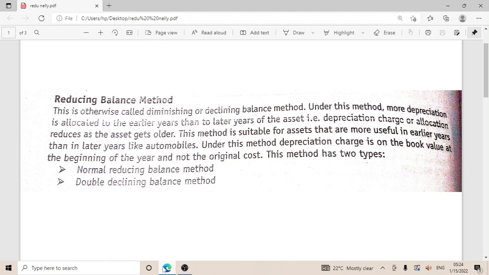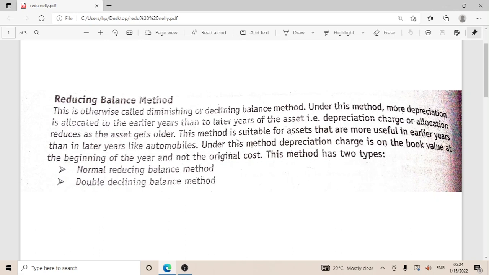The reducing balance method can also be called the diminishing or declining balance method, and under this method, more depreciation is allocated to the earlier years than to the later years of an asset. So what do they mean here? They mean that depreciation is charged as the asset gets older.